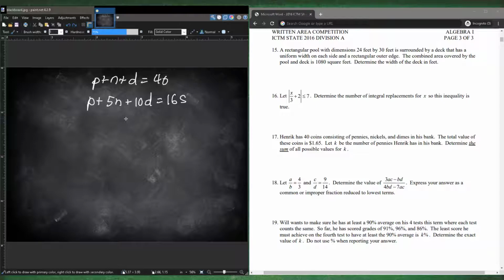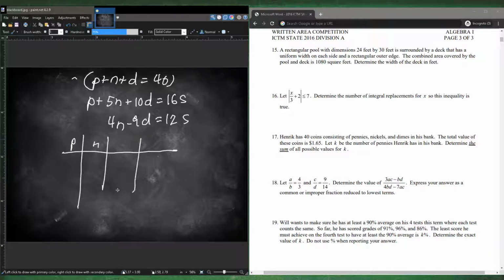Let k be the number of pennies Henrik has in the bank. Determine the sum of all values of k. Okay, so let's multiply the first equation by negative and then add it to the second one. So the p cancels out, and then that's going to be 4n plus 9d is equal to 125. So let's make a table: pennies, nickels, and dimes. They're asking for the sum of all possible values of k. k is the number of pennies, so find all possible values of p.